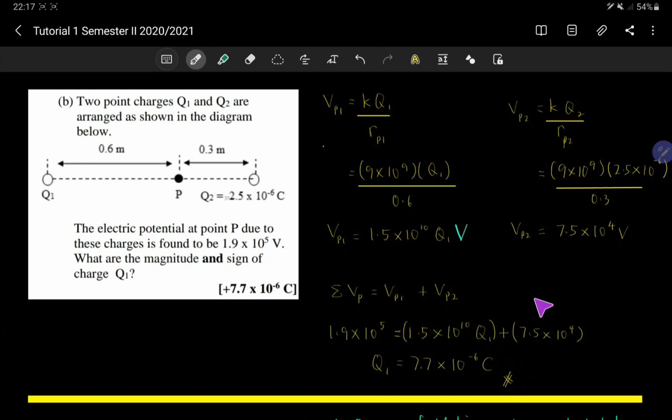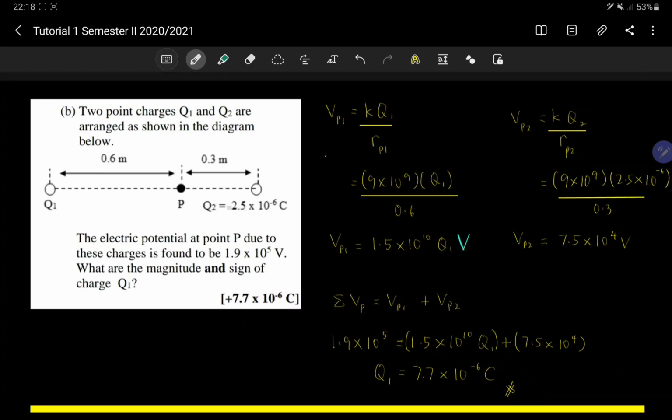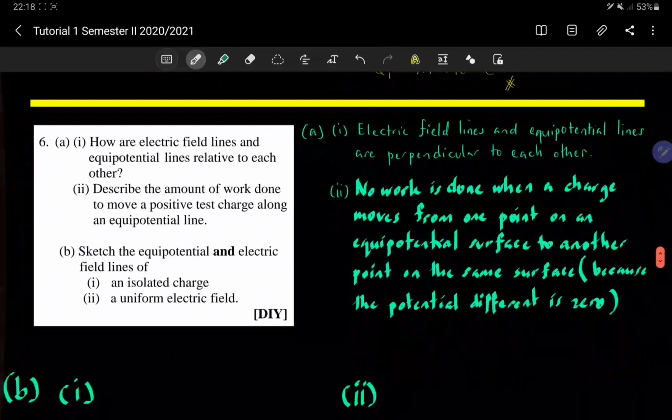So again, Q2 given here is just a positive value. It's not a negative charge. It must be a positive charge, so that you will get the answers given or suggested here. Alright, next, question number 6.